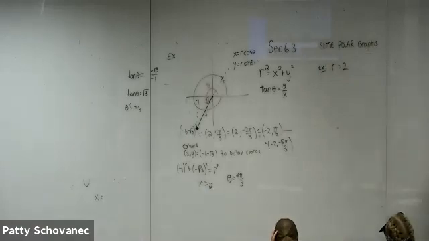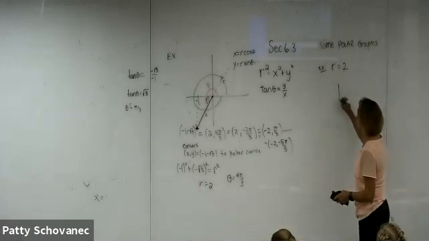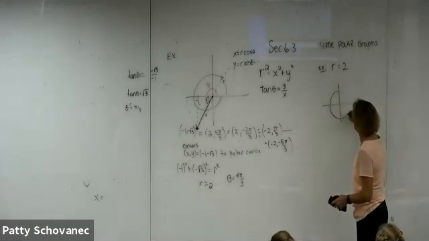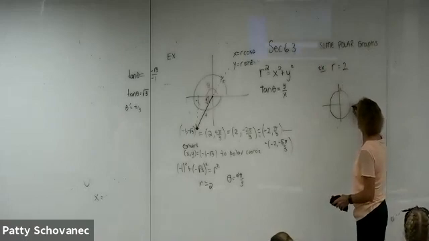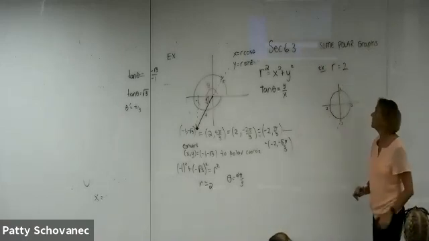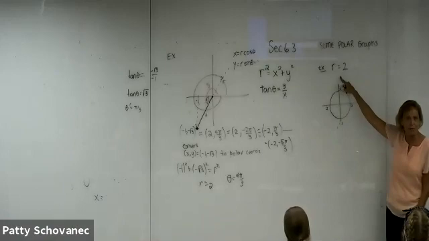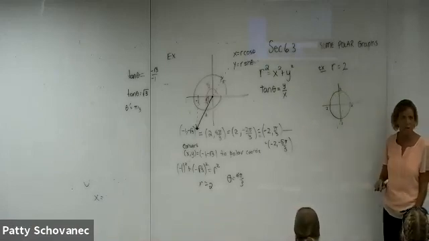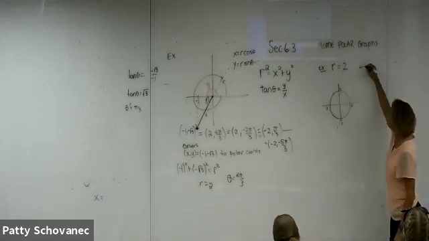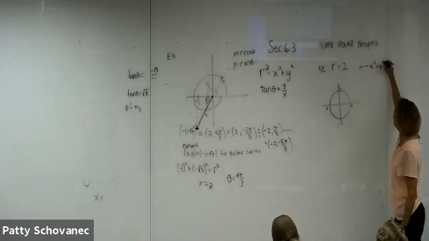Graph for me, r is equal to 2. Every angle, r is 2. It's a circle centered at the origin of radius 2, right? Is everything based on the origin? Nope, about to move it. If I convert this equation to rectangular coordinates, I could square both sides and get r squared is equal to 4. And I know r squared is x squared plus y squared. So that's the same as the circle, x squared plus y squared is 4.